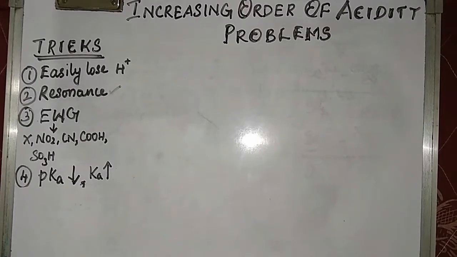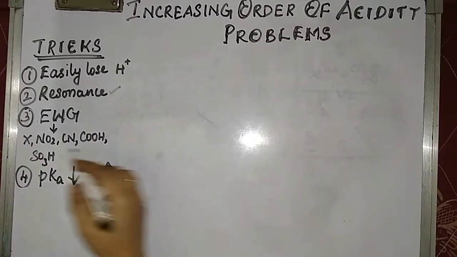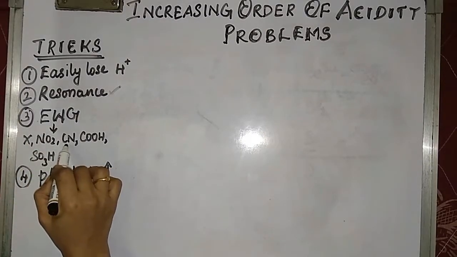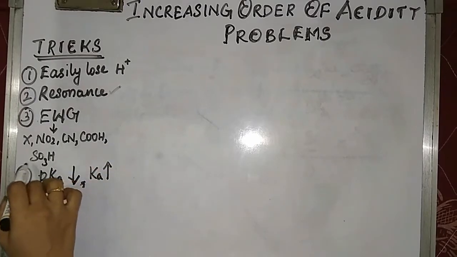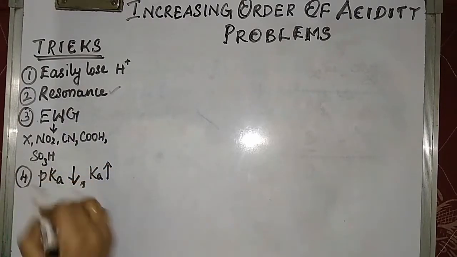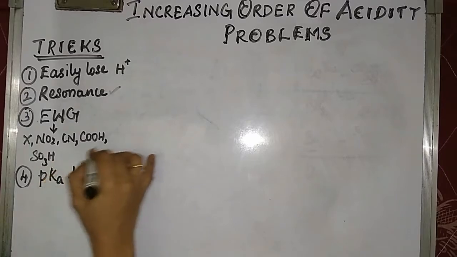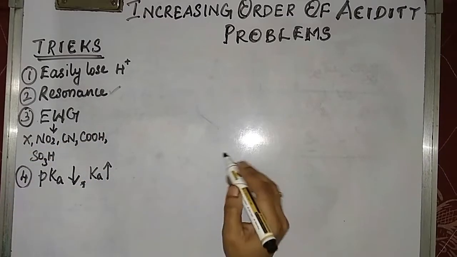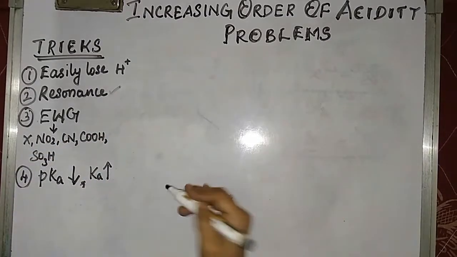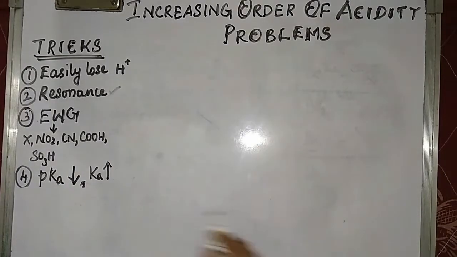If the compound has electron withdrawing groups, what are electron withdrawing groups? Fluorine, chlorine, bromine, iodine, and NO2 groups, cyanide, acid groups, that is carbonyl groups, and sulfonic acid. These groups are electron withdrawing groups. If these groups are present in the compound, it increases the acidity of that compound. So that also comes first.